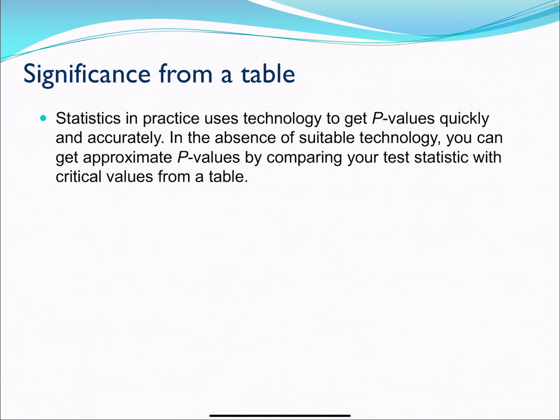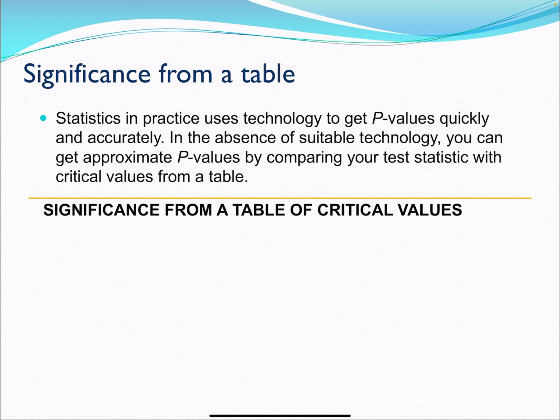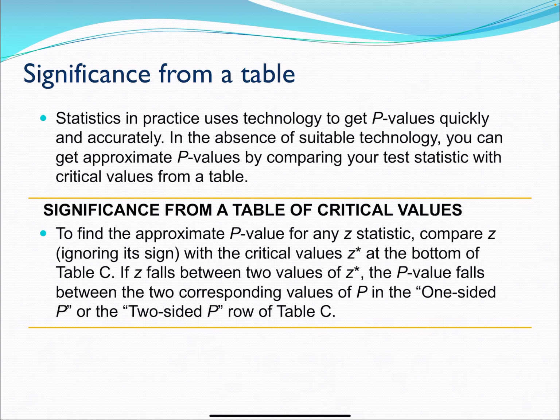Now, in practice, statisticians use technology to get p-values quickly and accurately. And in the absence of suitable technology, you can get approximate p-values by comparing your test statistic with the critical values from a p-table. That's definitely what I recommend. This is in your book. To find the approximate p-value for any z statistic, compare z with the critical values at the bottom of table C in our book. And if z falls between two values, the p-value falls between the two corresponding values of p in the one-sided or two-sided row of table C. So I'll make sure that table C is up in this module for you guys.